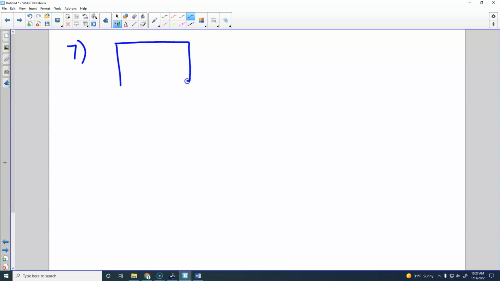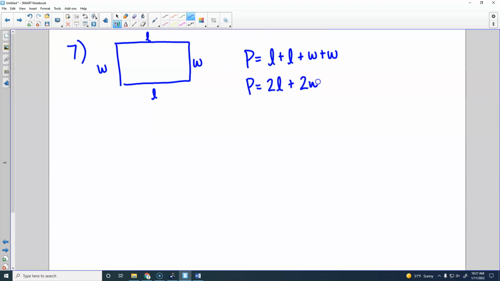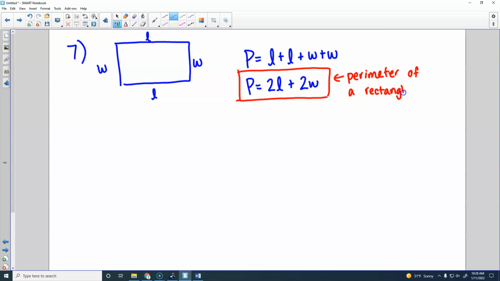Remind me, if I've got a rectangle and I've got length and width, how do I find the perimeter of a rectangle? Add them all together. And so if I do that, I'm going to have L plus L plus W plus W, which a more concise way that I can write that is 2L plus 2W. So this right here is perimeter of a rectangle. And it is one of the equations that we're going to use in these types of problems. What did they tell us our perimeter is here? 74. So one of my equations is going to be 2L plus 2W equals 74, because that's my perimeter.